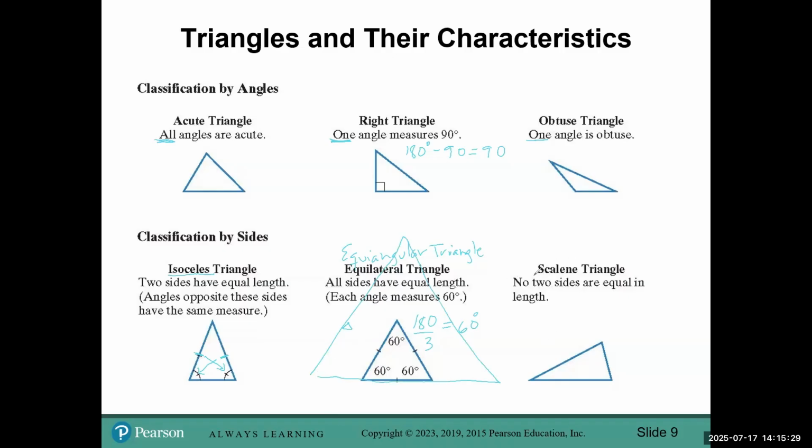And then we have a scalene triangle. And that's just a triangle where no two sides have the same length. All of the sides have different lengths.